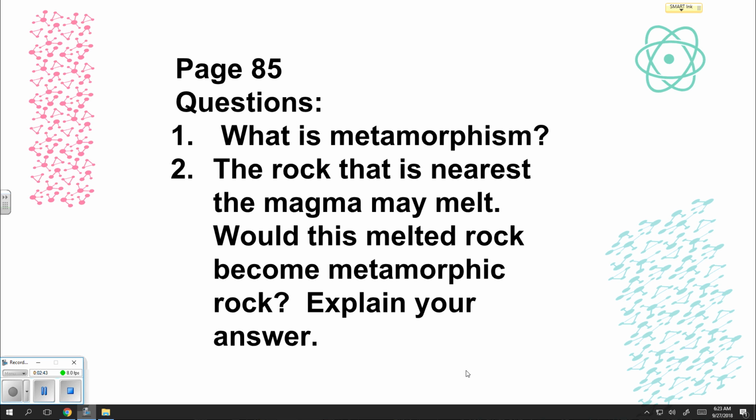What are two types of metamorphism? Two main types of metamorphism happen in Earth's crust. One type is contact metamorphism. Another type is regional metamorphism.